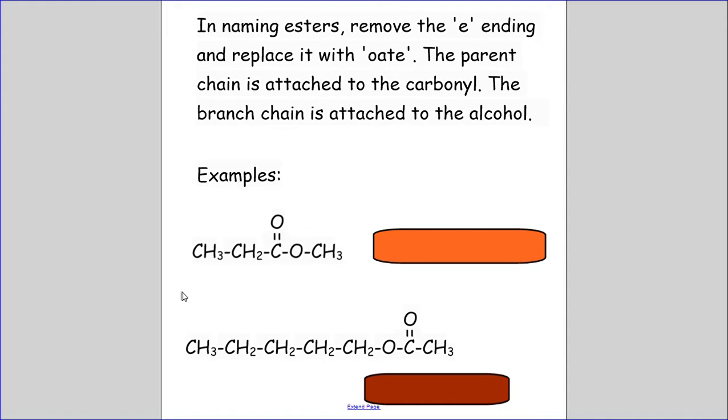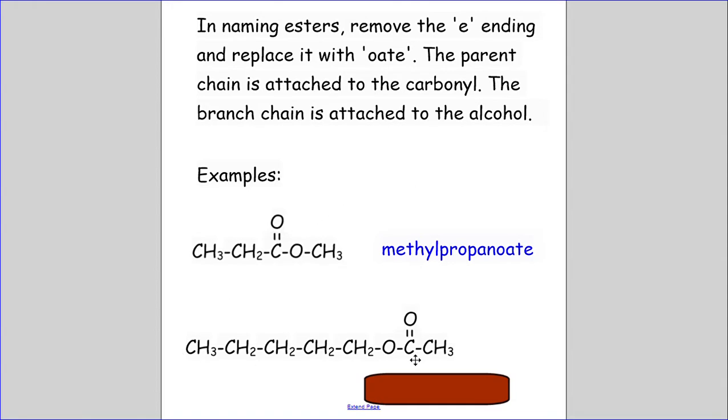All right, so we've got this double bonded oxygen making our carbonyl group. Now we have 1, 2, 3 coming off of here. So it looks like our parent chain coming off our carbonyl group is going to give us propane. But then we need to remember our endings, right? Propanoate. And then in front of that we have our methyl group, because our branch chain gets attached to the alcohol that's there.